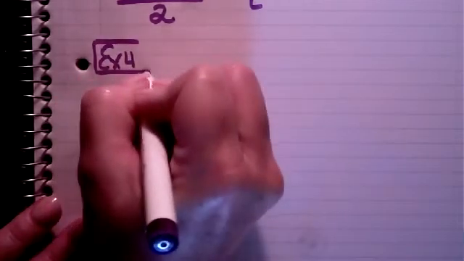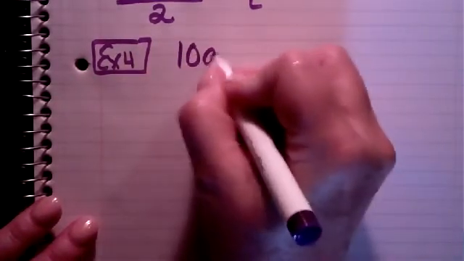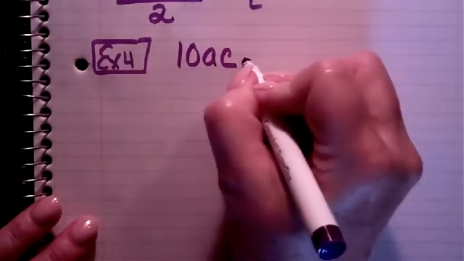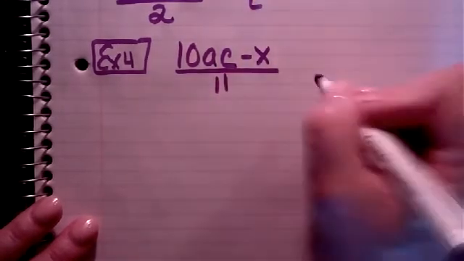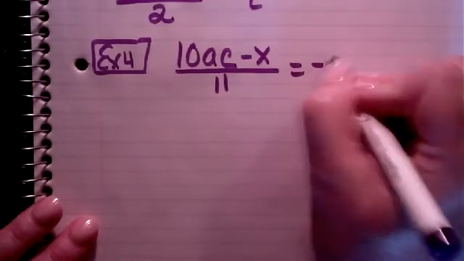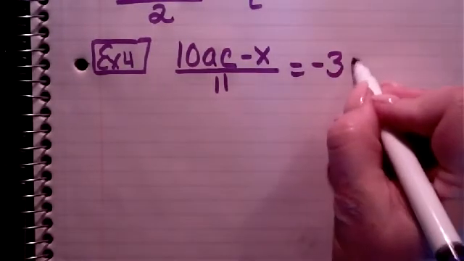Okay, now, example 4, again, it's going to be dealing with a fraction. I've got 10AC minus X all over 11 equal to -3. Okay, and we're going to solve this one for A.